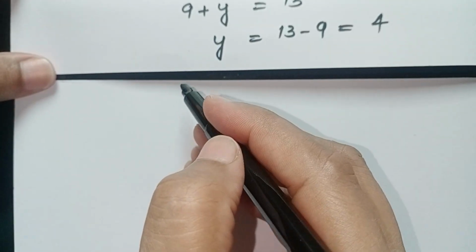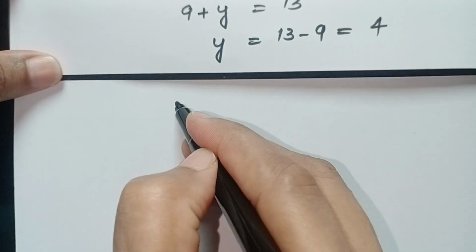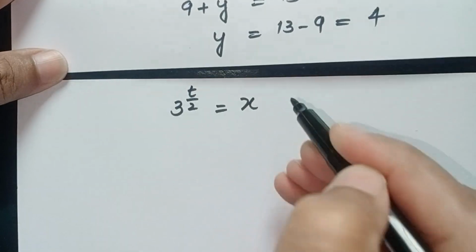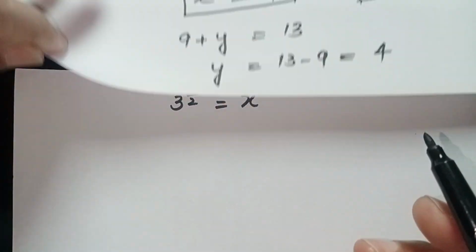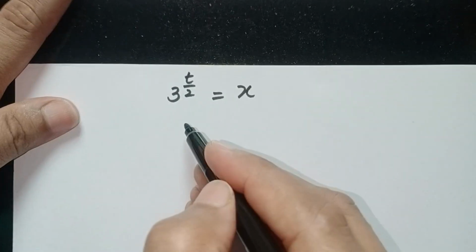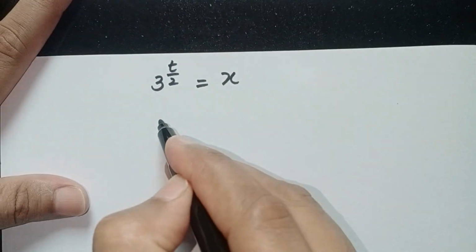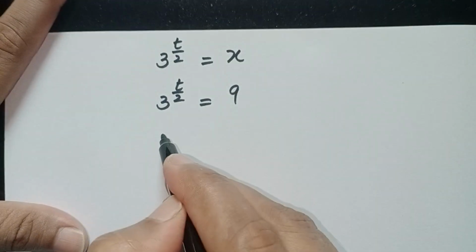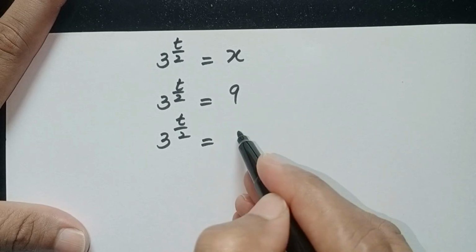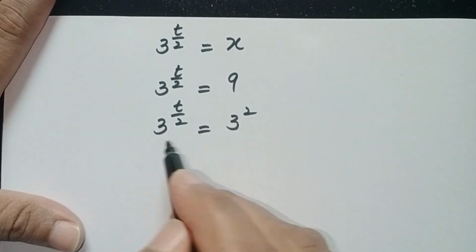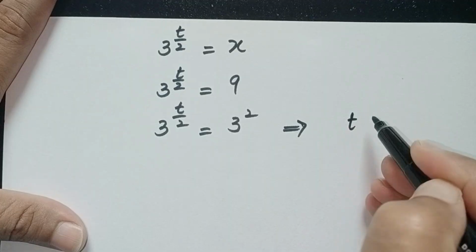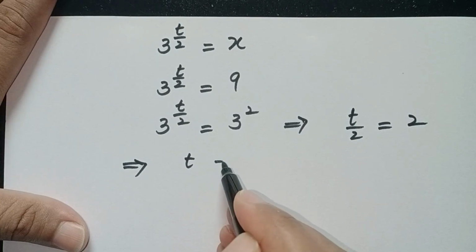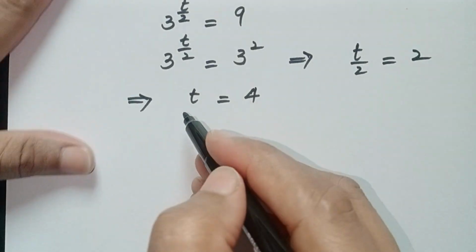So now recall our substitution, the value of x is equal to 3 power t over 2. So here we will use the value of x, which is equal to 9. So 3 power t over 2 is equal to 9. In the next step, we can write 9 as 3 power 2, and from here we can compare and write t over 2 is equal to 2. From here we have t is equal to 4. This is the value of t.